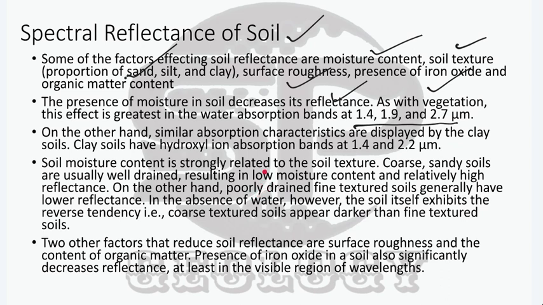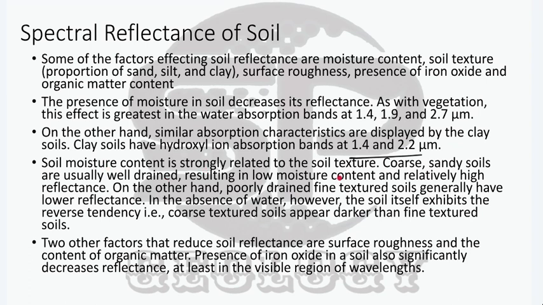Can you tell whether a clayey soil will show higher reflectance or a dry soil will show higher reflectance? Dry soil will show higher reflectance. So if we plot here for a dry soil and for a clay soil, then this will be for dry and this will be for clay. Next, similar absorption characteristics are displayed by clay soils. Clay soils have hydroxyl ion absorption at 1.4 and 2.2.